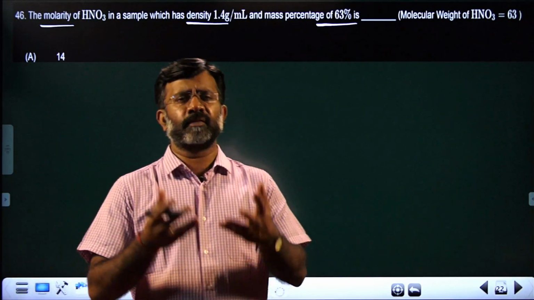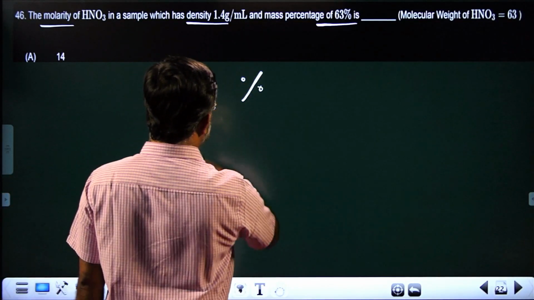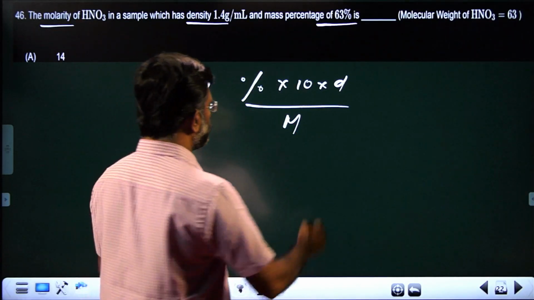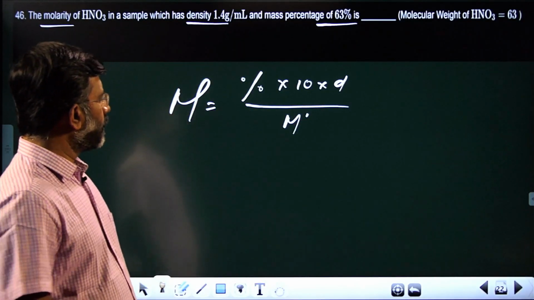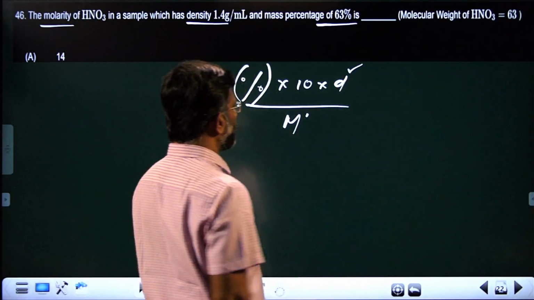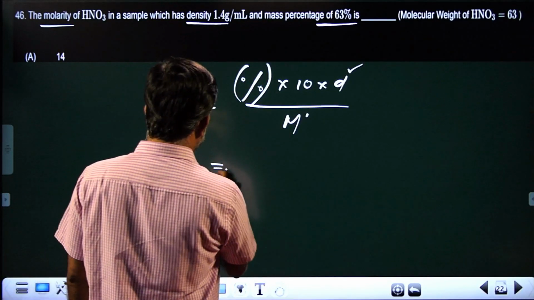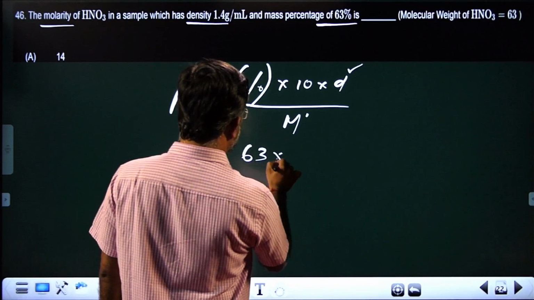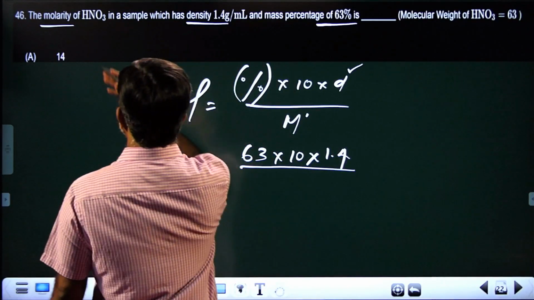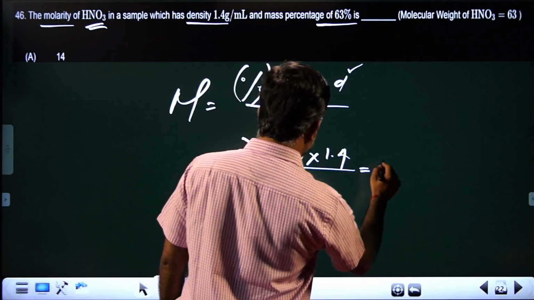Very simple question and a very simple shortcut you have. Molarity is equal to percentage mass into 10 into D divided by molar mass. M is molarity and this is percentage by mass given data into 10 into density given in gram per ml divided by molar mass of the compound. What is the percentage mass given? It is 63 into 10 into density 1.4 divided by molar mass of nitric acid, which is 63. So you get 14 as the correct answer.